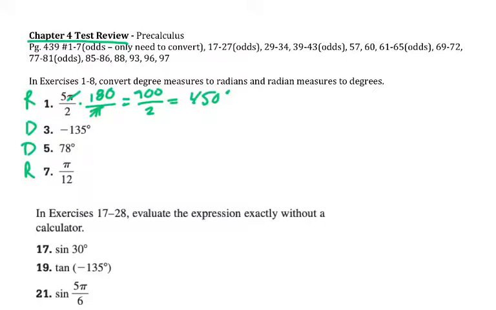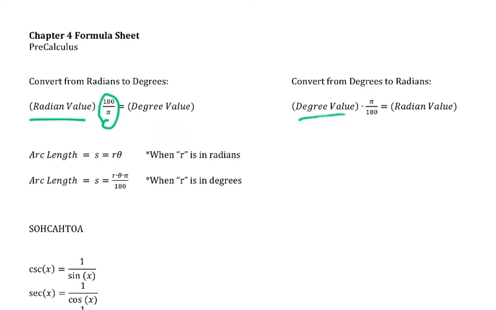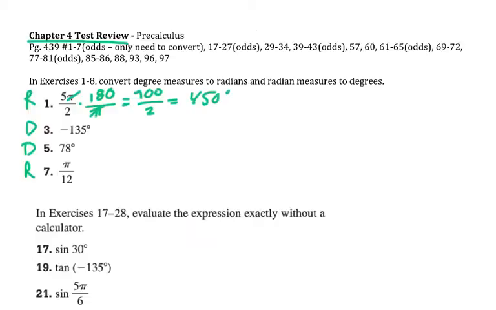Alright. The next one is degrees, and so we're going from degrees to radians. So we're going to take the degree value and multiply by pi over 180. Since this is just a number, it's technically over 1. So that means that we get negative 135 pi over 180. If we divide the top by 45 and the bottom by 45, we end up with negative 3 pi over 4.